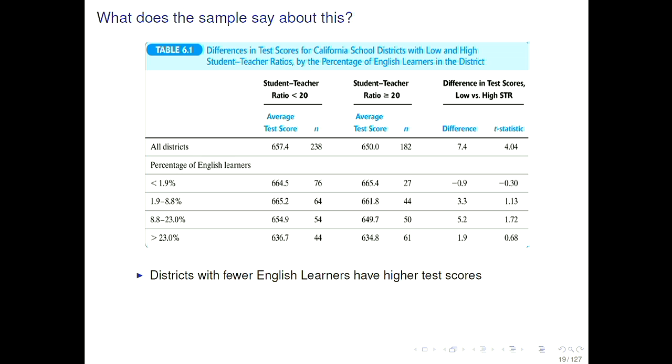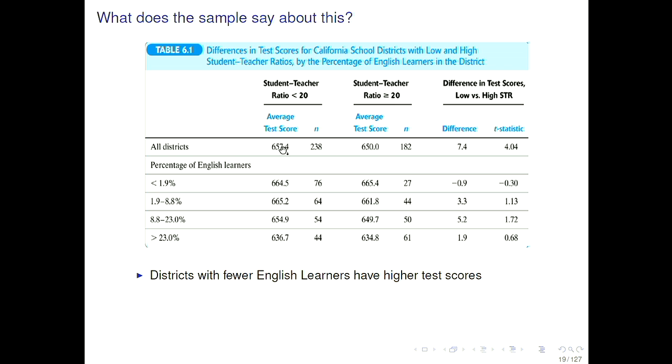Okay, so let's look at this data. Actually, in the original data set, we have information about the percentage of English learners in the district. Let me use this mouse pointer. The first column is the subsample of small class size, the districts with small class size. Small class size is defined as fewer than 20 students per teacher. And the second column is those districts with student-teacher ratio greater than 20.